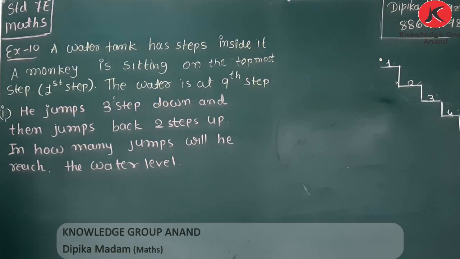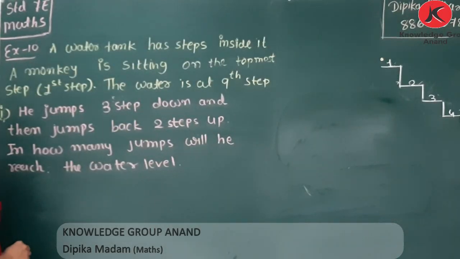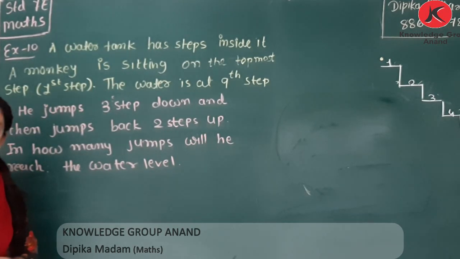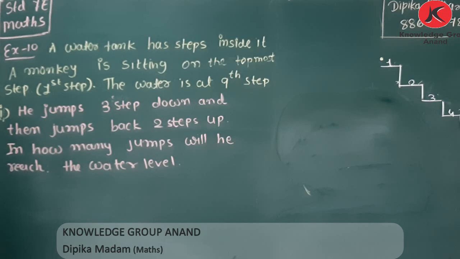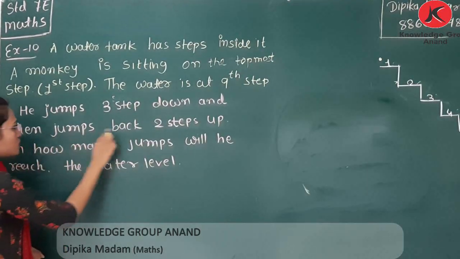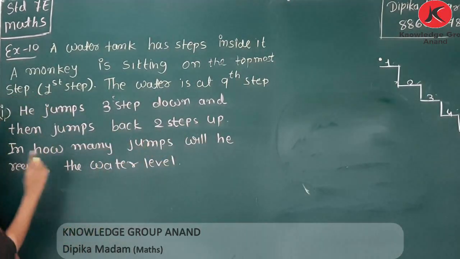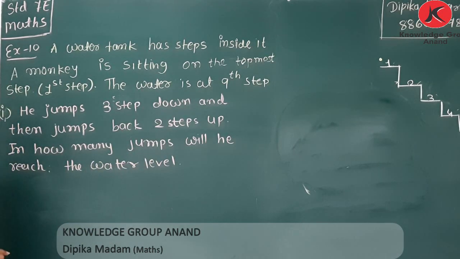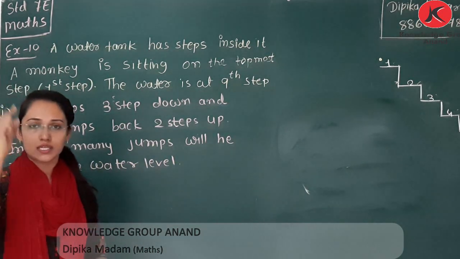Example 10. A water tank has steps inside it. A monkey is sitting on the topmost step, that is the first step. The water is at the 9th step. First he jumps 3 steps down and then jumps back 2 steps up. In how many jumps will he reach the water level? The question is, the monkey is at the first step.